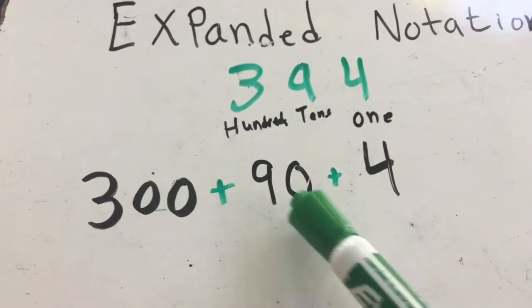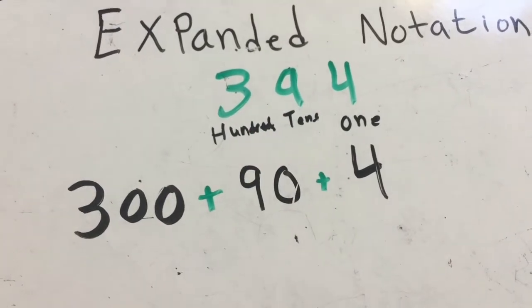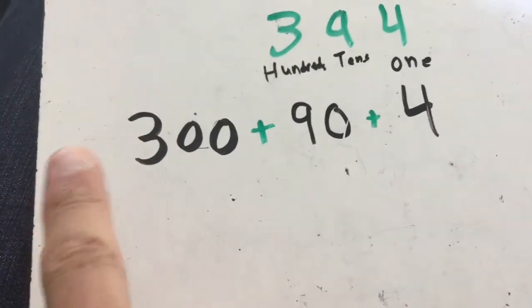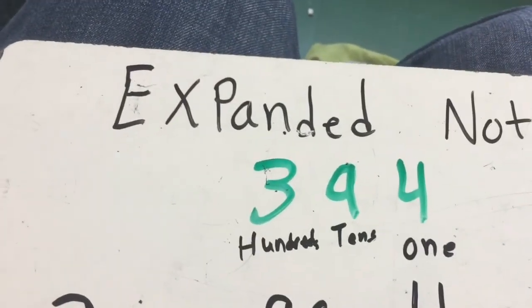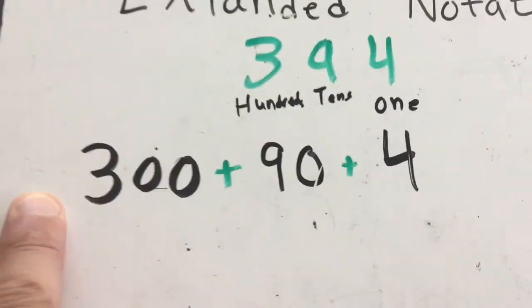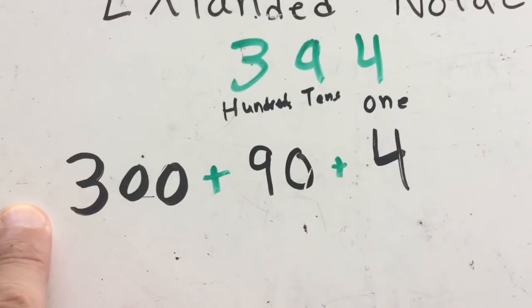300 plus 90 plus 4. That's turning that number into an expanded notation. That's the answer. That was what I want you to turn that into, an expanded notation. That's the example there. I'm going to do a couple more examples. Don't worry.